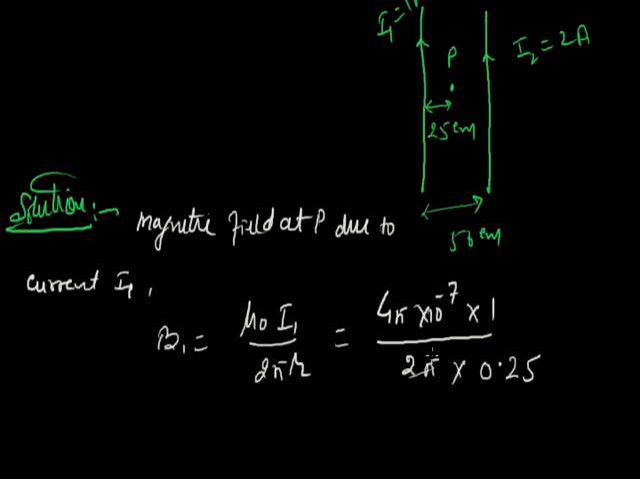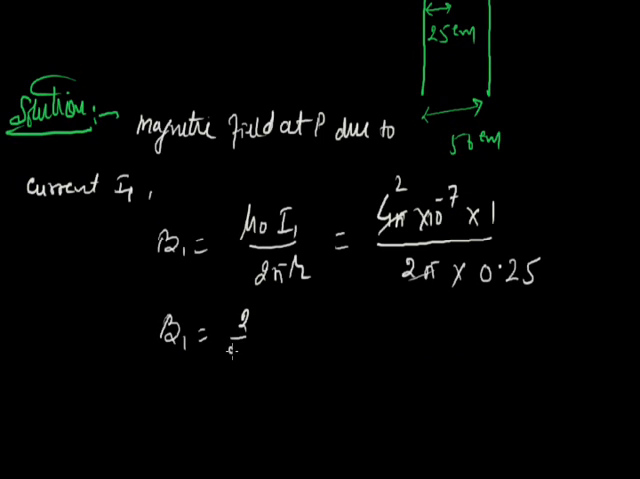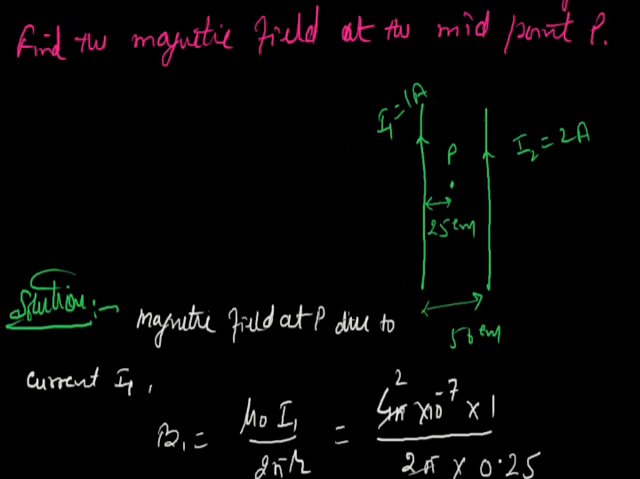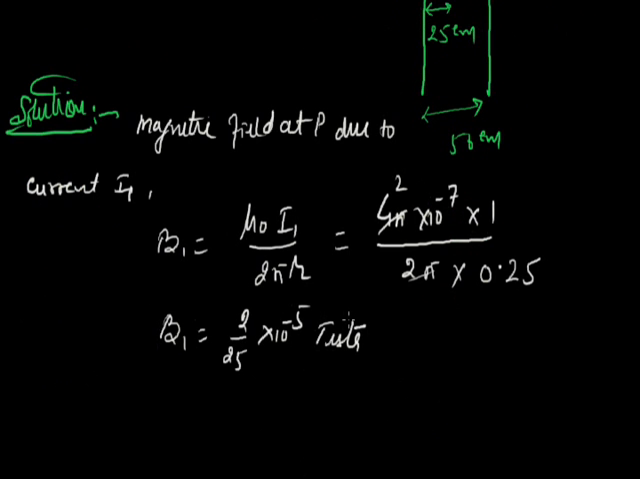This one is cancelled, that's 2 only. It means B1 is 2 upon 25 into 10 raised to the power minus 5 Tesla. The direction of this is given by the right hand thumb rule. Hold the first wire in your right hand in such a way that the thumb shows the direction of current, then at point P, fingers will be inward. It means the direction of magnetic field B1 will be inward, perpendicular to the plane.